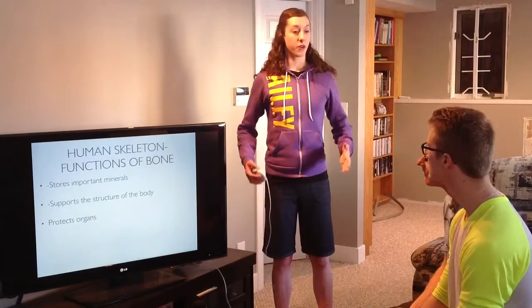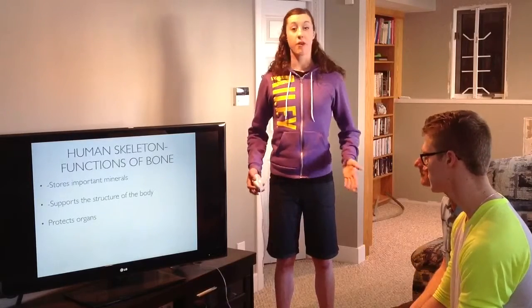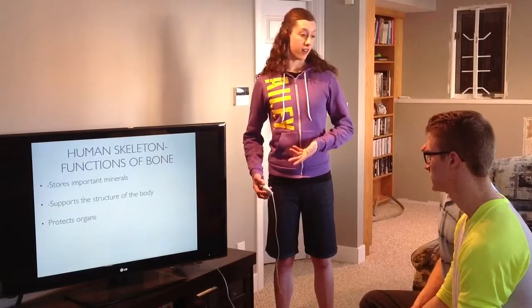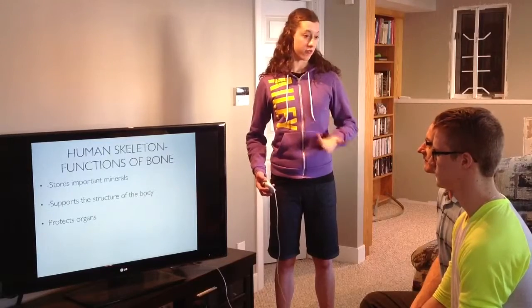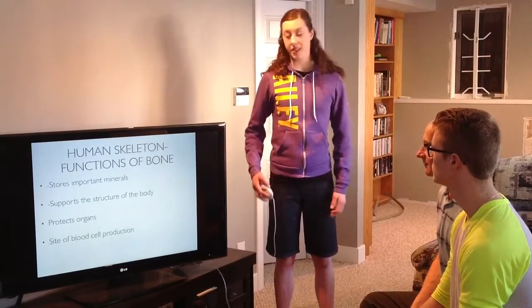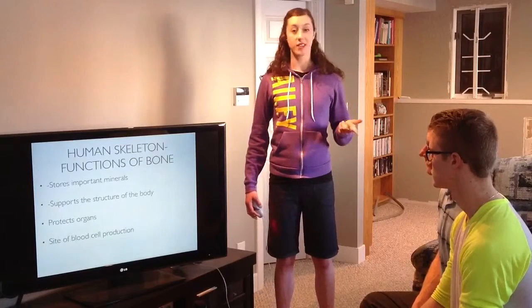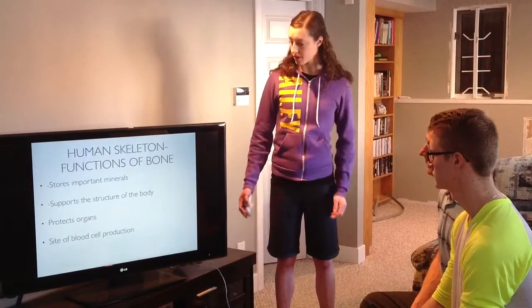Without our bones, there would be no shield for our inner organs or our soft tissues. For example, our rib cage protects 2 of our major organs, the heart and the lungs. And without the rib cage, any impact would hit those organs directly. The next function, all bones are the site of blood cell production. Red blood cells, white blood cells, and platelets are all created within the bone marrow of all of our bones.